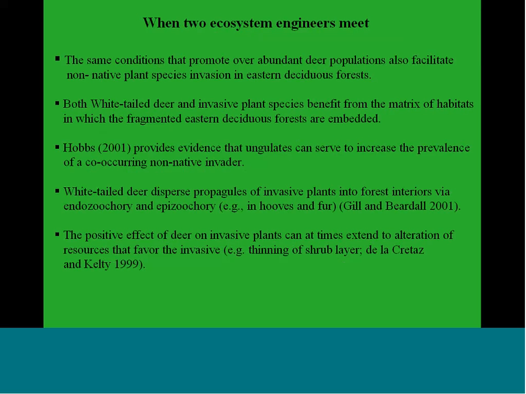The same conditions that promote overabundant deer populations also facilitate non-native plant species invasions in the eastern deciduous forest. And so both white-tailed deer and many invasive plant species benefit from the matrix of habitats in the fragmented eastern deciduous forest. And when we think of our eastern deciduous forest, what is it fragmented by? It's fragmented by roads, agricultural fields, and suburbs.